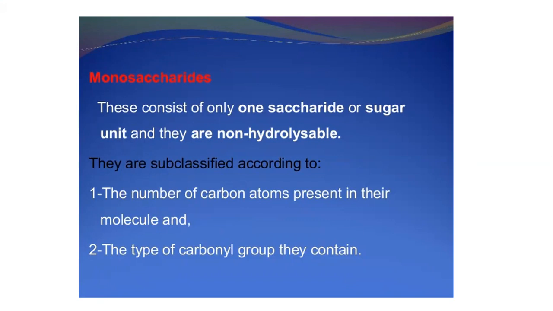If the number of carbon atoms is 6, it is called hexose, but when the carbon atom number is 5, this is known as pentose. For 4, it is tetrose, and so on. And on the basis of the type of carbonyl group contained, we can further classify carbohydrates into two categories known as aldose and ketose.